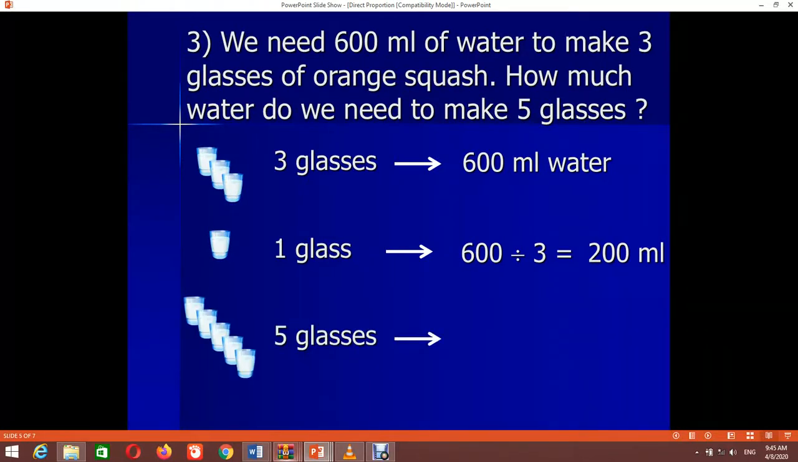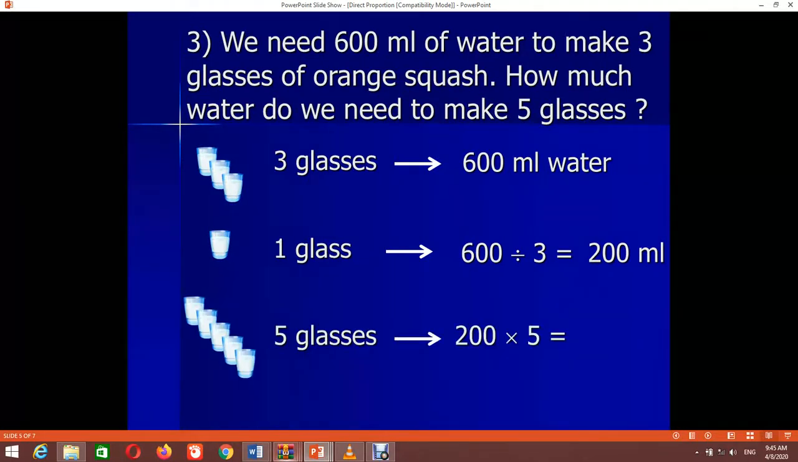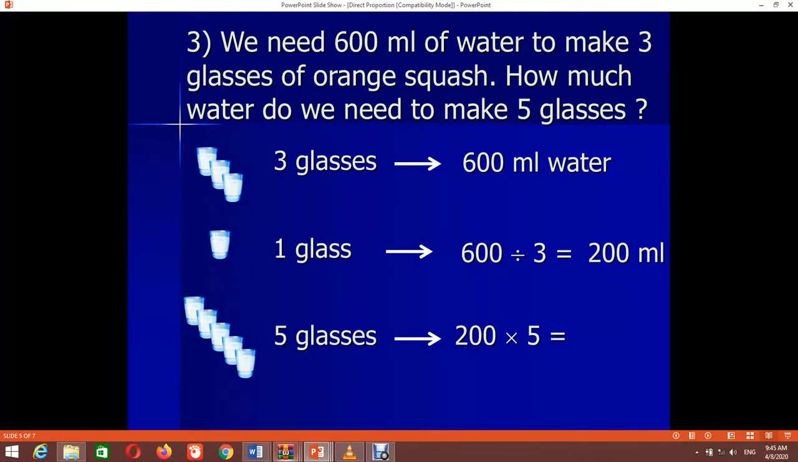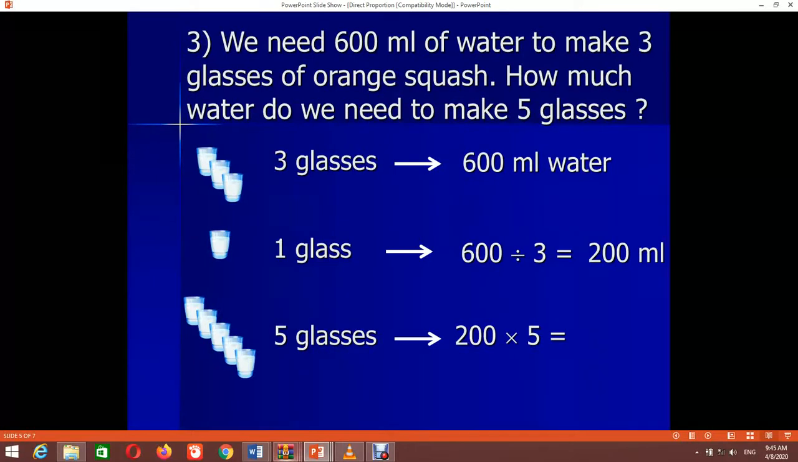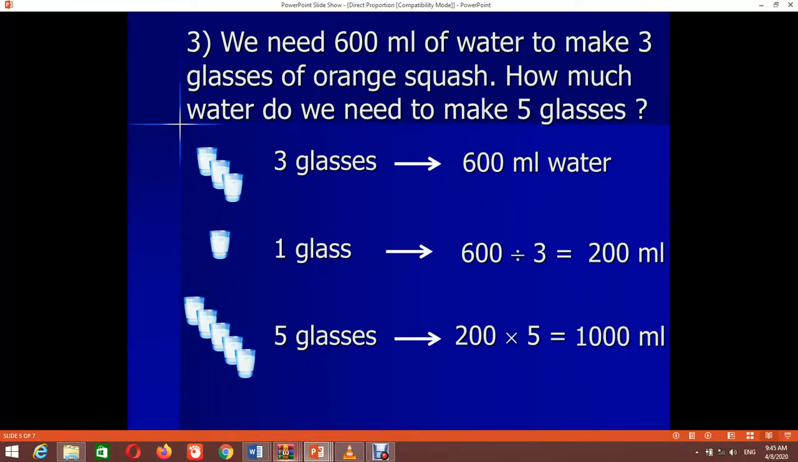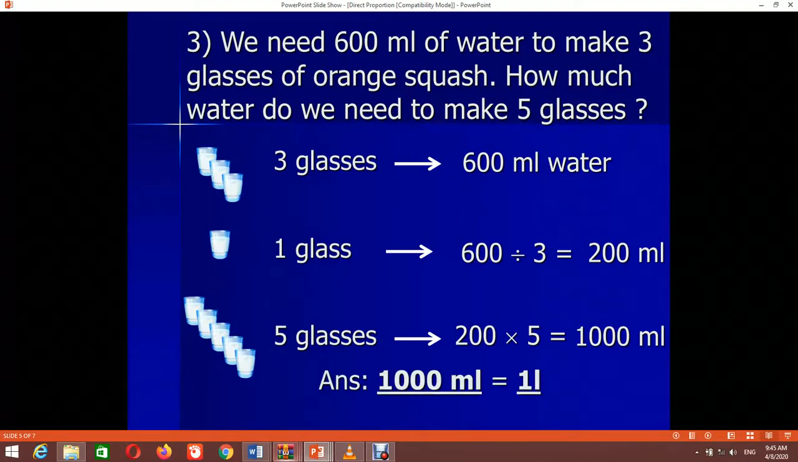Therefore 5 glasses will be 200 milliliters multiplied by 5. And 200 multiplied by 5 is equal to 1000 milliliters. So the answer is 1000 milliliters, which is equal to 1 liter.